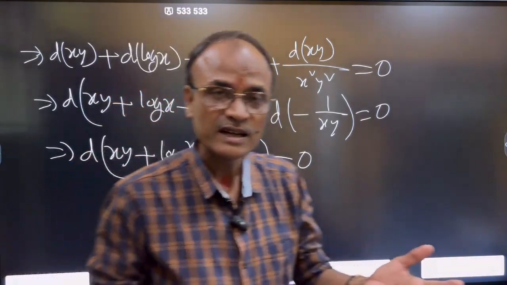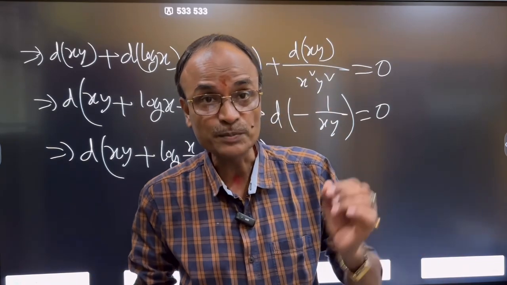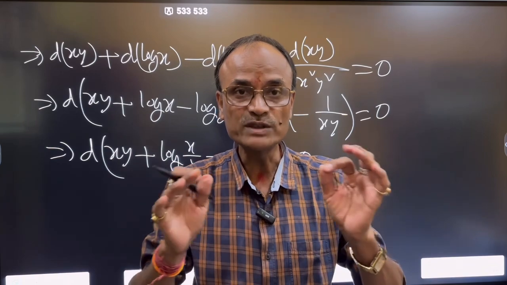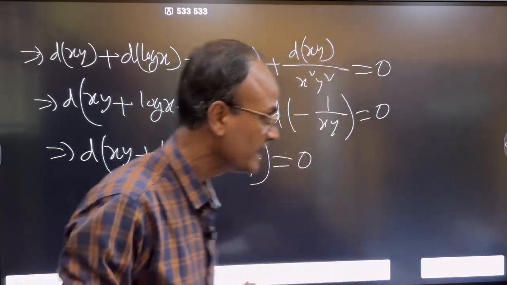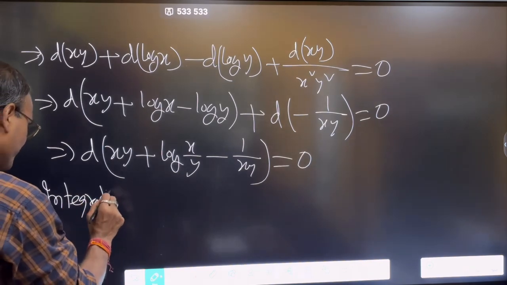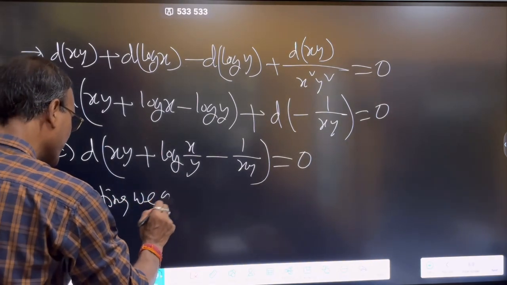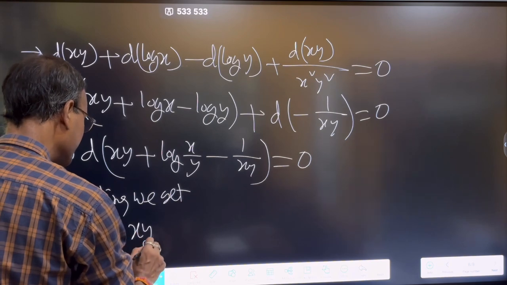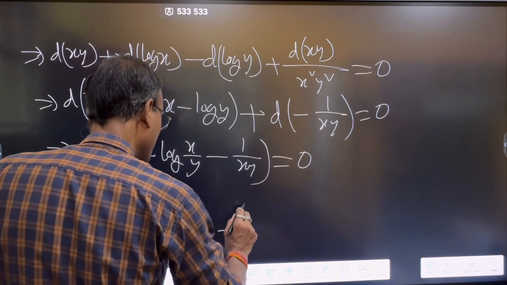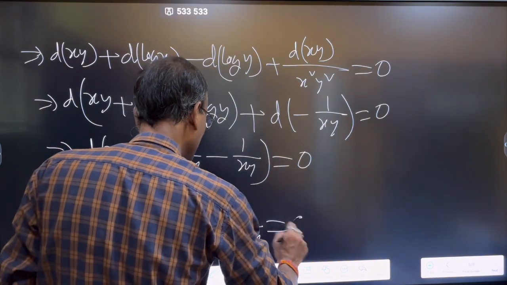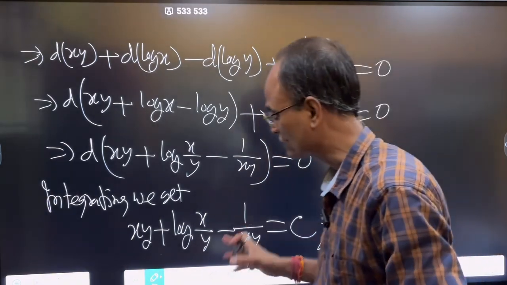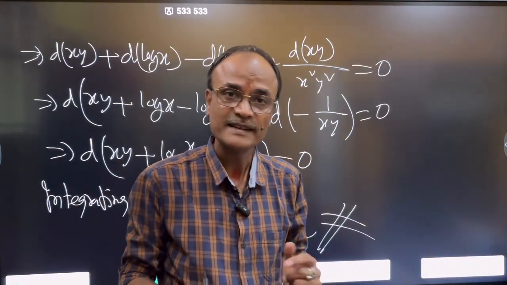Therefore, the differential equation has been expressed in the form du equal to 0, where u is a function of x and y. Integrating we get xy plus log of x by y minus 1 by xy equal to constant. Thus, in the alternative way also, we can solve that differential equation.